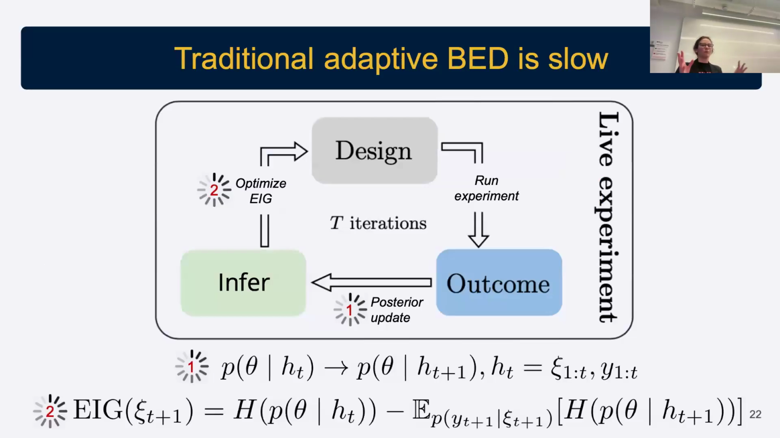And this is what we mean by what we call traditional adaptive Bayesian experimental design. The traditional approach to designing experiments would follow this loop iteratively, where after observing our outcome, we do a posterior update, and then we use that posterior as a prior and optimize a new expected information gain to obtain the next design, and then we repeat.